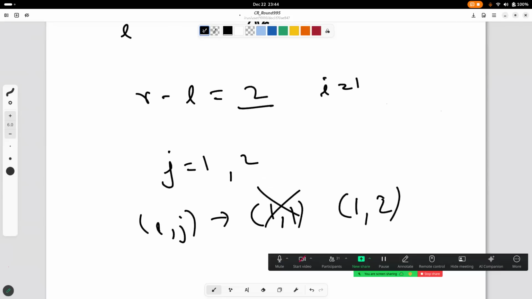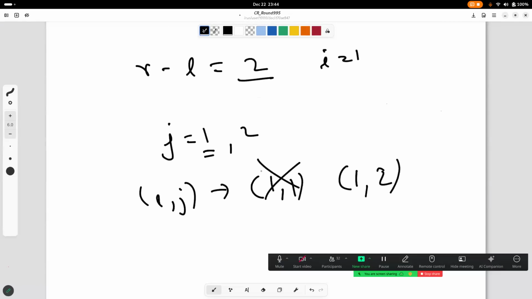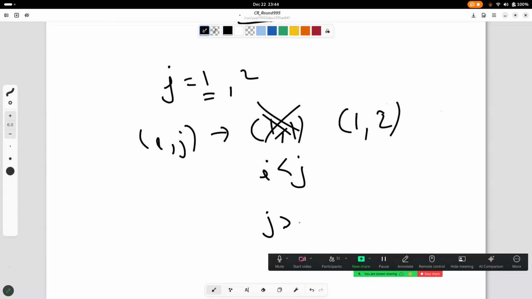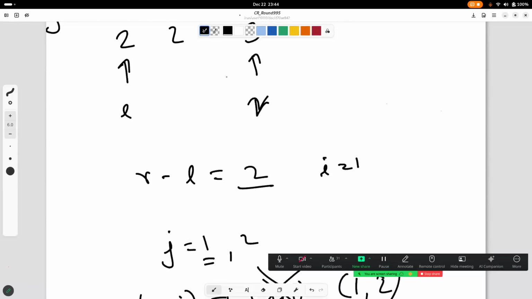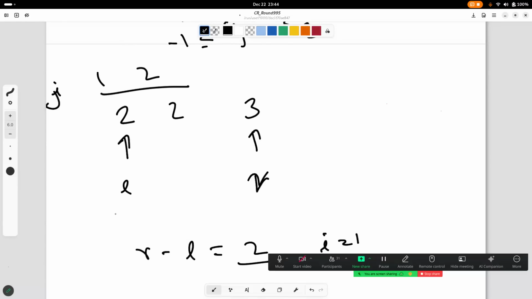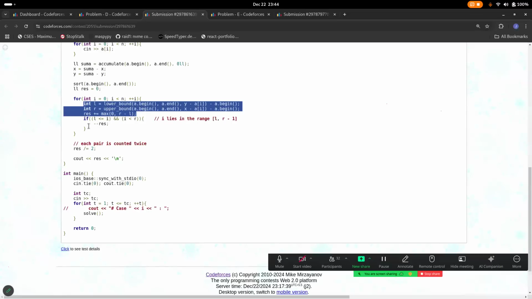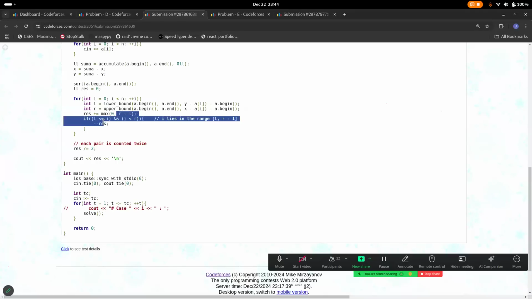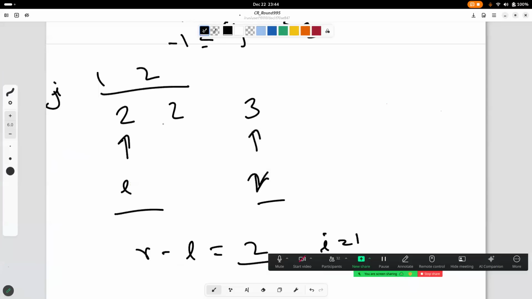But we can't have (1,1). If our j is equal to i, we can't have that, because according to our problem, i is strictly less than j. We are dealing with j being greater than i by dividing by 2, but we can't deal with i equal to j. If i is equal to j, we can't have that pair. So if there's a j in this range L to R which is equal to i, we are not going to include it in our answer, but just directly adding R minus L to our answer would also add that j. So we are subtracting from our res if i lies within this range.